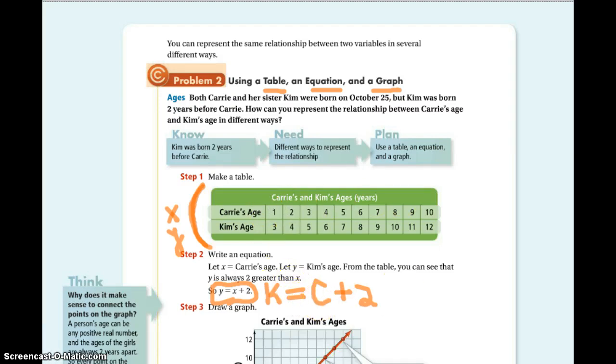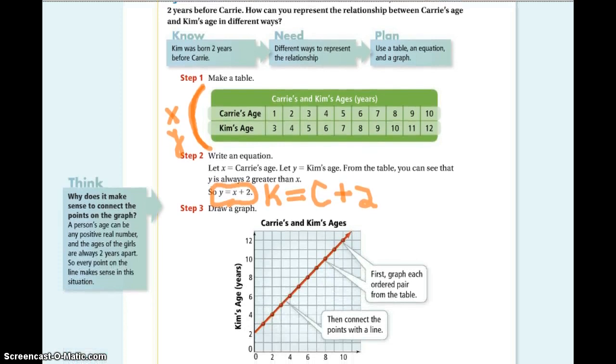Now let's take a look at how we would organize this into a graph. If I want to take this and organize it into a graph, I would take each one of these ordered pairs and then plot them. So my first ordered pair is 1, 3.